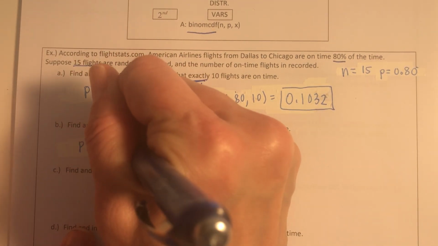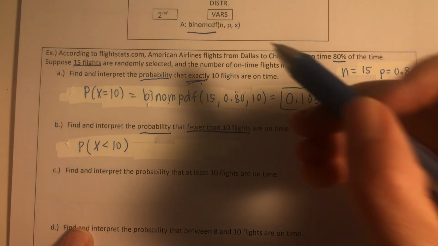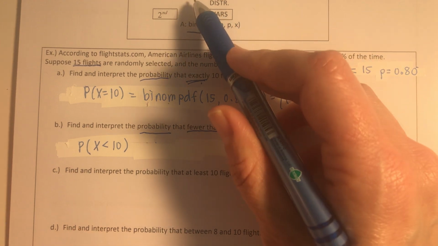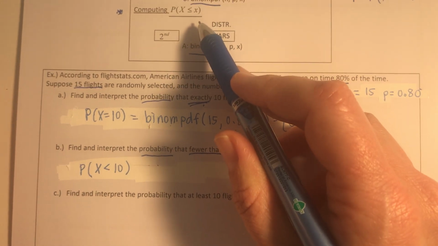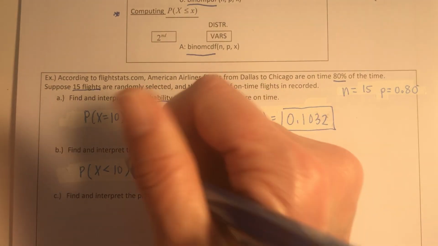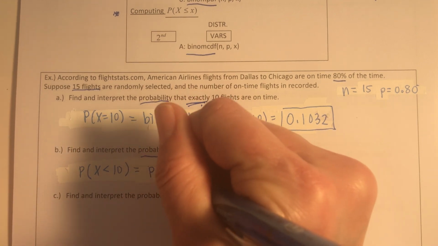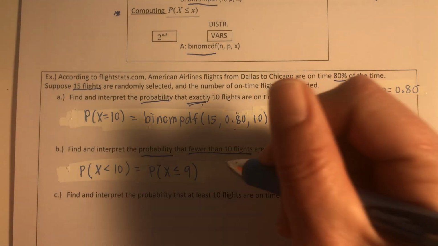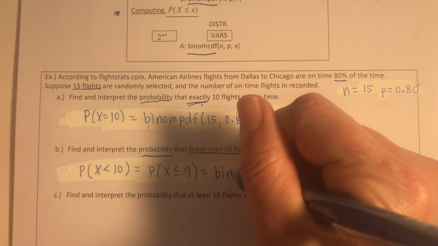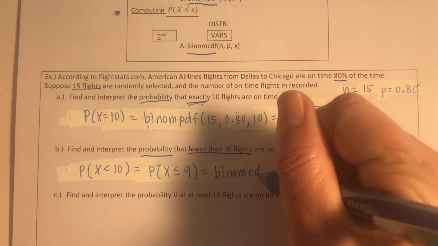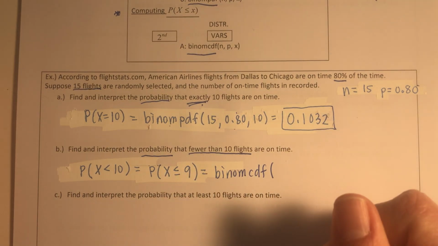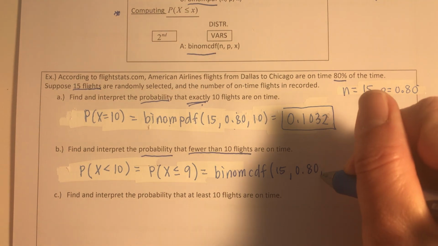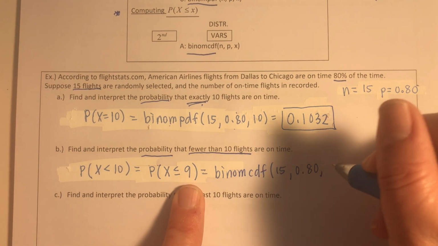The second part says find and interpret the probability of fewer than 10 flights. Fewer is less than 10. If you notice up here with our binom CDF, the value has to be less than or equal to; it cannot be strictly less than. So this is equivalent to the probability that x is less than or equal to 9. So we can try our binom CDF. N is our number of flights, which is still 15. The probability of being on time is 80%. And this time our x value is 9.